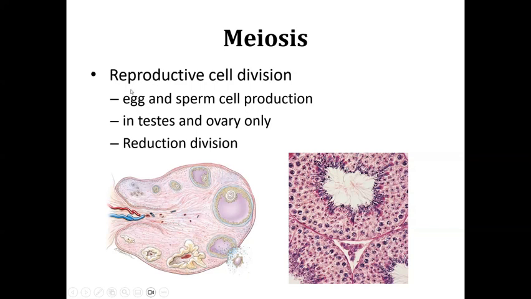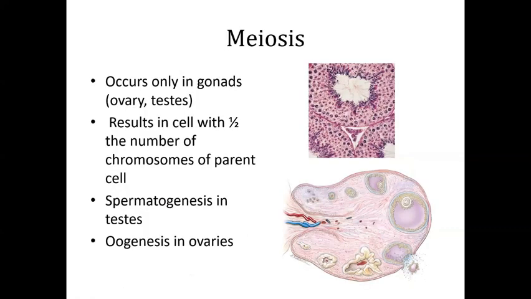And so meiosis is reproductive cell division. In the human, you're going to find this only in the egg and sperm cell, or what we can call oocyte and spermatocyte cell production, or oogenesis and spermatogenesis. So this is occurring in the testis and ovaries only. It's a reduction model. The older terms used to be chromosome reduction and division. And so we could say these only occur in the gonads, and result in a cell with half the number of chromosomes, what we would call haploid as opposed to diploid. Here I'm just repeating myself, spermatogenesis and oogenesis.